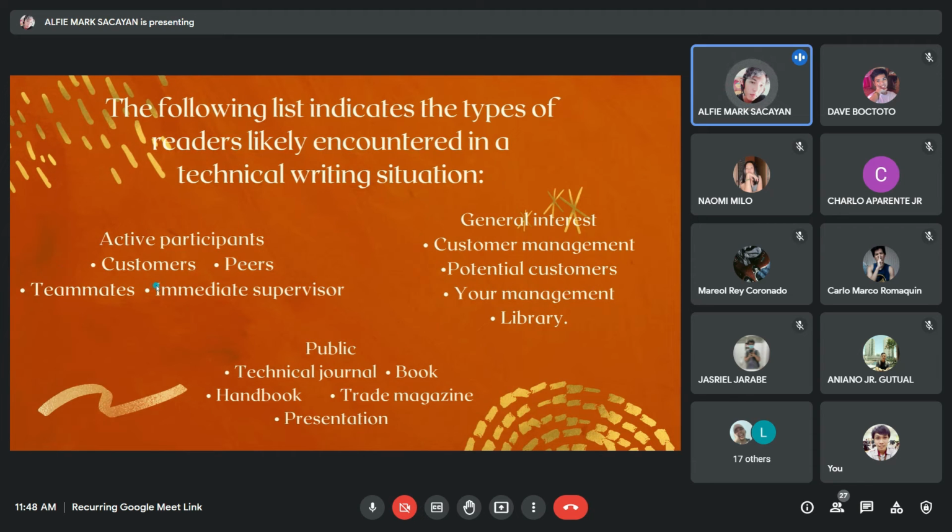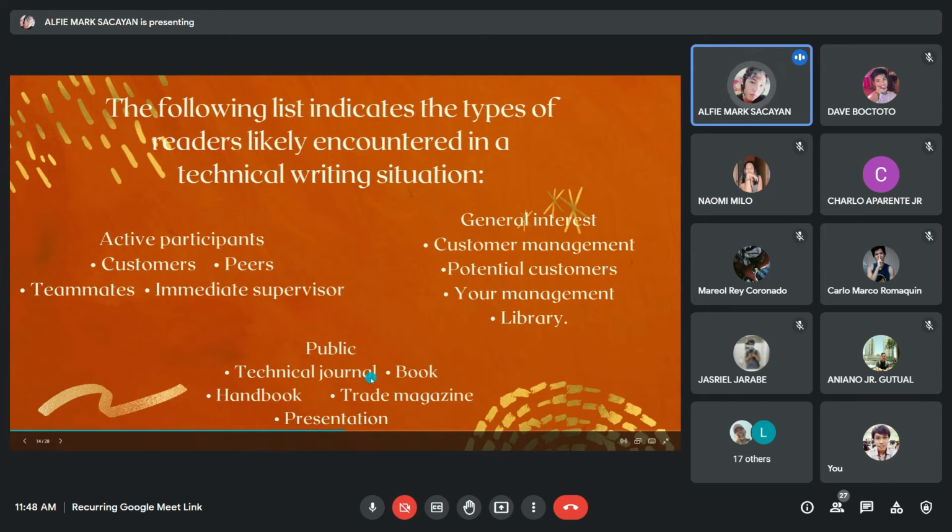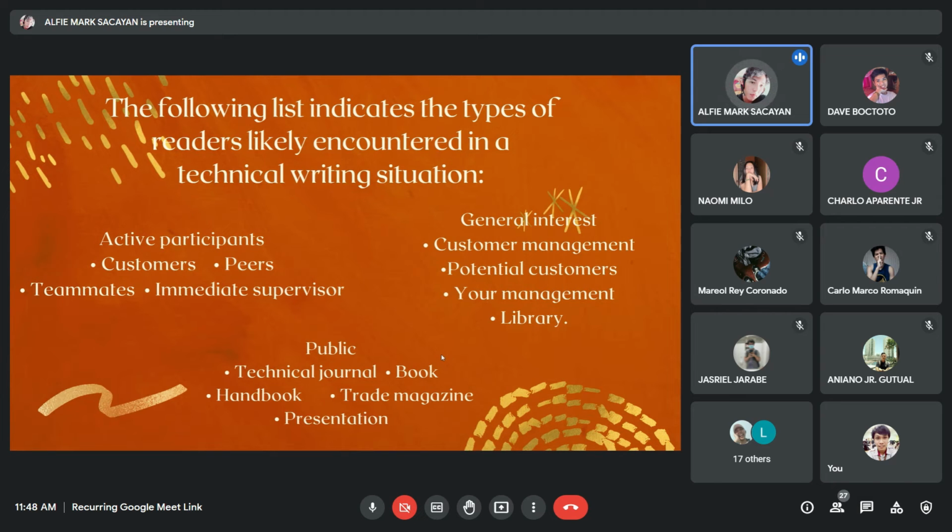So kung active participants ang document, belong diri ang mga possible nga readers: customers, the peers, teammates. Then for the general interest: the customer management, political customer, your management, then library. So somewhat mao ni ang mga readers. Then for the public, mao ni ang certain documents nga mabuhat like the technical journal, e-book, handbook. So mao na siya nga mga readers.